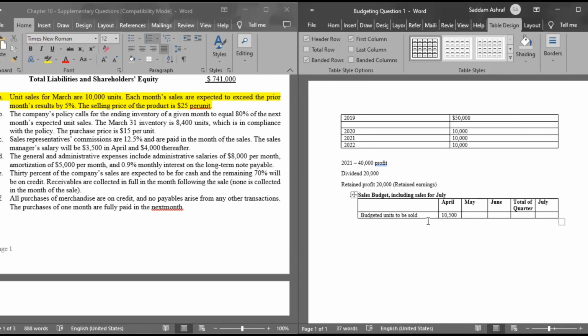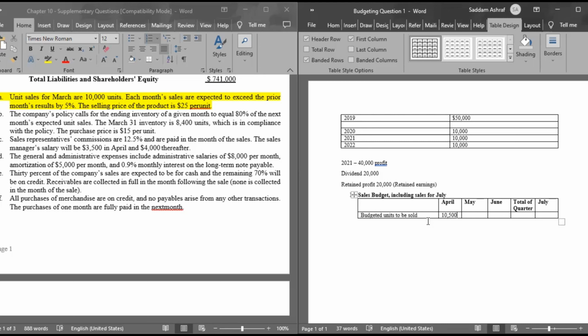It says that the sales of units sold. Isn't sales the revenue? So each month's revenue or No, in fact, revenue is based on units sold. How many units you will sell? He is just stating unit sales. Unit sales for March are 10,000 units. And then he is just saying each month's sales are expected to exceed the prior month's results by 5%.